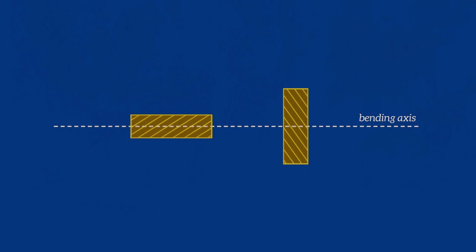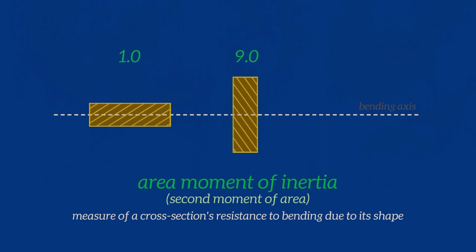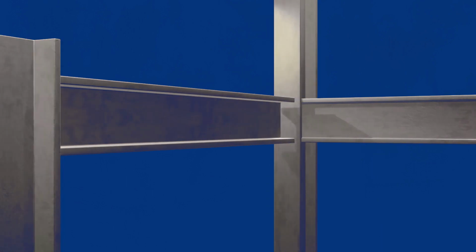This concept of resistance to bending can be quantified by calculating the area moment of inertia, which is also sometimes called the second moment of area. The area moment of inertia reflects how the area of a cross-section is distributed relative to a particular axis, and so is a measure of how much resistance the cross-section has to bend. The I-beam locates the majority of the material as far as possible from the bending axis, and so is a very efficient cross-section. This is why it is so commonly used in construction.